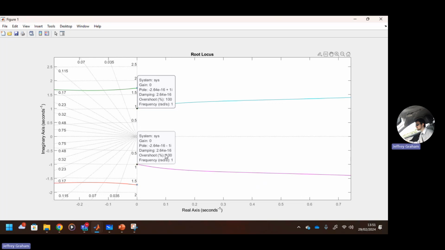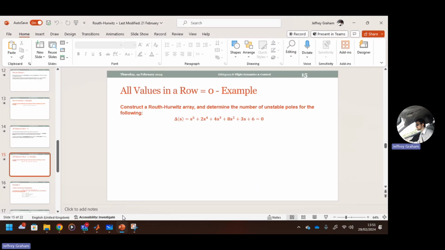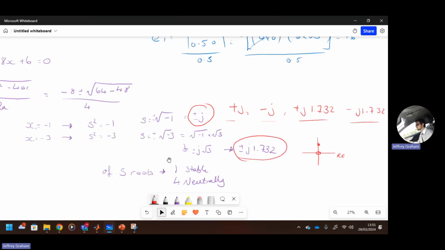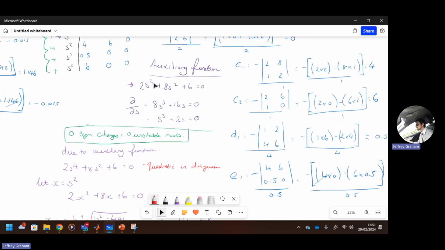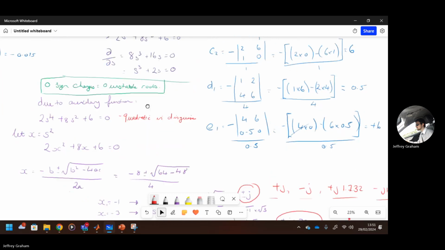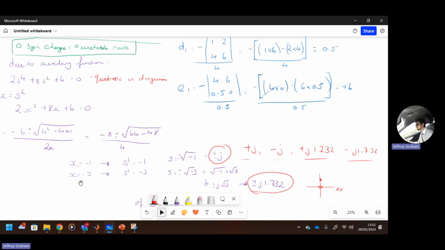That verifies the solution. So in this particular instance, when you get an auxiliary function, it indicates how many neutrally stable roots you will get. So it's a power 4 function. There should have been 4 neutrally stable roots out of this. Right. That does end the Routh Hurwitz session as well.